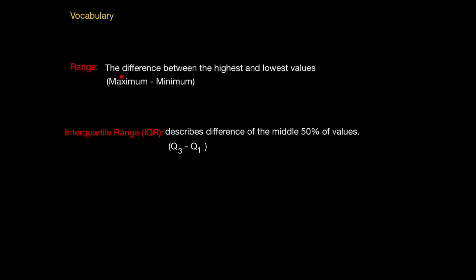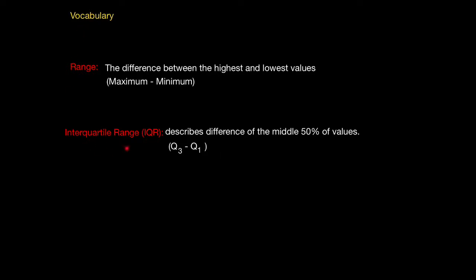The range is the difference between the highest and the lowest values. So basically you get the maximum and subtract it with the minimum. For the interquartile range, the abbreviation is IQR. Now this describes the difference of the middle 50% of the values. So basically your Q3 and your Q1, you're going to get the distance from those two values.